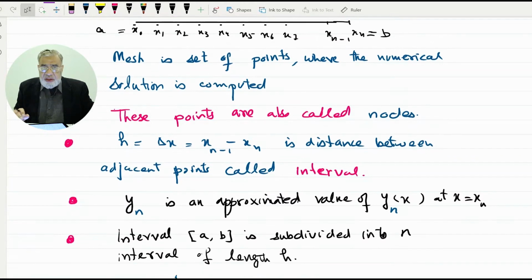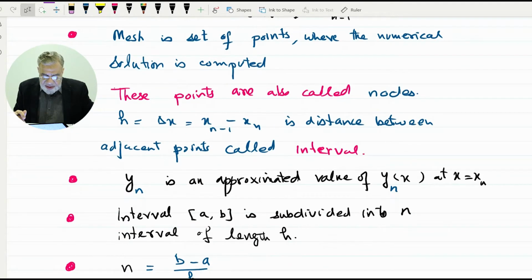There is an equal distance between these mesh points. We say a regular mesh when the distance is equal. If the distance is not equal, in some problems, we say irregular mesh. But here we are going to take regular intervals. So our h, the interval, is equal to delta x, and this is equal to x_n minus x_{n-1}. This is the distance between two adjacent points, which is the same for x1 minus x0, x2 minus x1; all are equal to h.